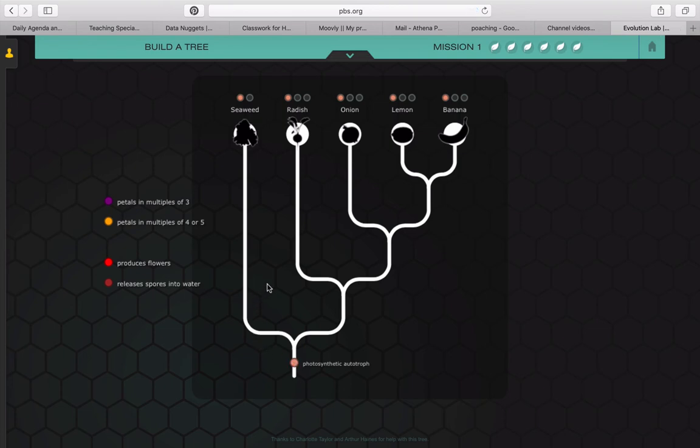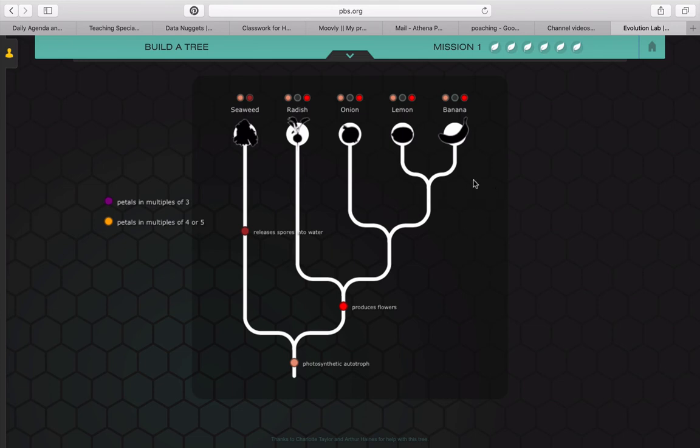Next, I want to take a look and see which of these produce spores underwater. I'm going to say the seaweed, right? Because none of these produce spores underwater. Okay, so far, so good. From right here at this point, what do all of these guys have in common? I'm going to say that they all produce flowers. See if that is correct. So good. And then petals of 3 and petals of 4 or 5.